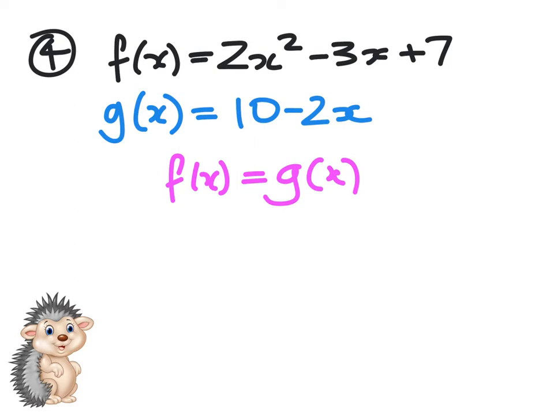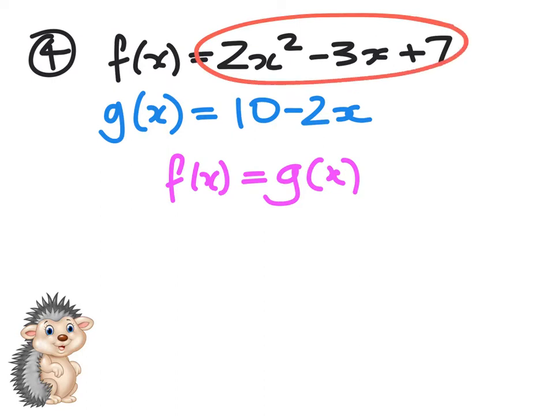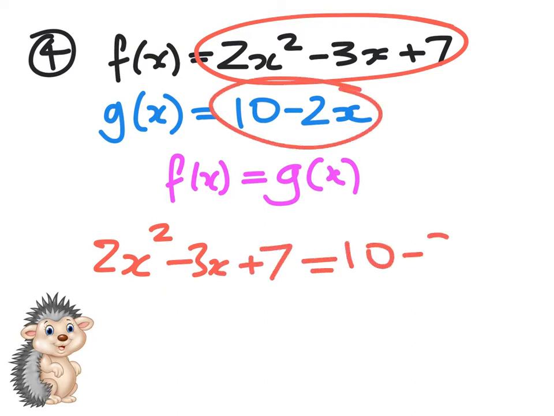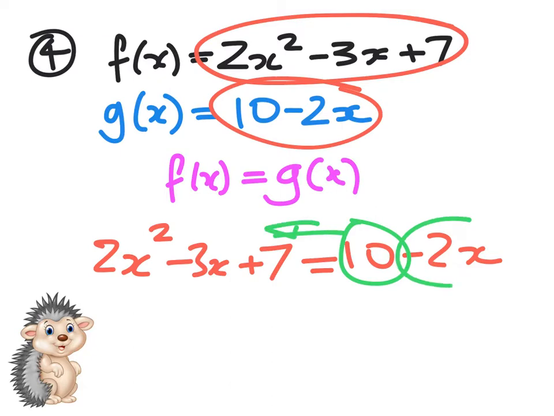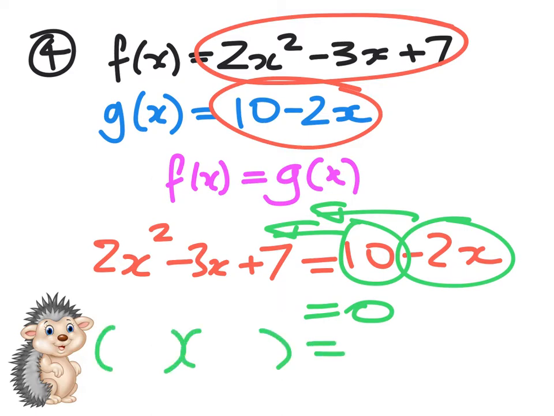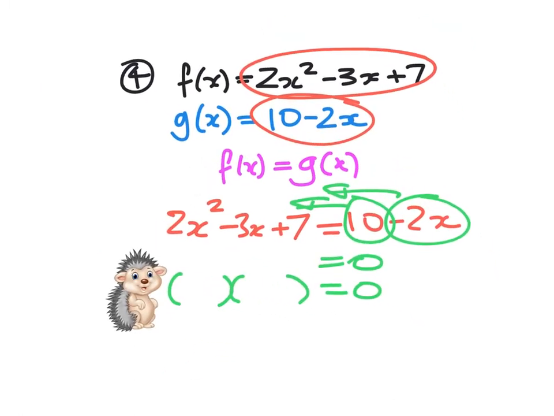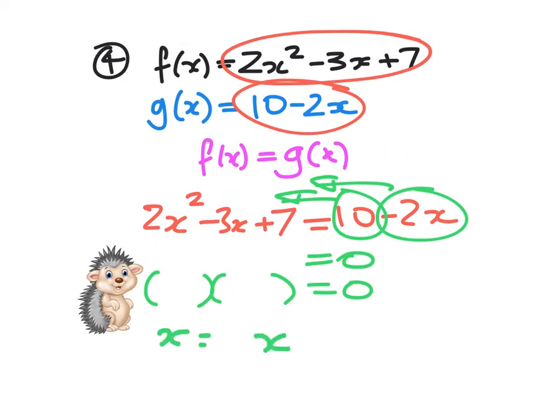Question 4, two functions, f and g. We've got to put f function equal to the g function. So that means taking your 2x squared minus 3x add 7, and you put it equal to the 10 minus 2x. What do we do from there? We get the 10 over to this side, we get the minus 2x over to this side, so that equals 0. Once you've tidied it up, factorise it equal to 0, and then from each of these little brackets you can put what x equals.